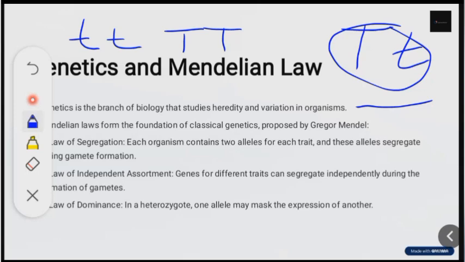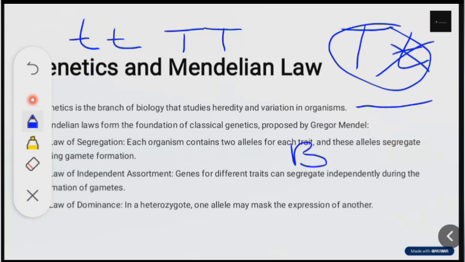Now, in genetics, we normally represent dominance with what? Capital letters. This capital one, this allele for being tall, can mask, that is cancel out, the effect of shortness, and then the baby will appear as what? Very tall.